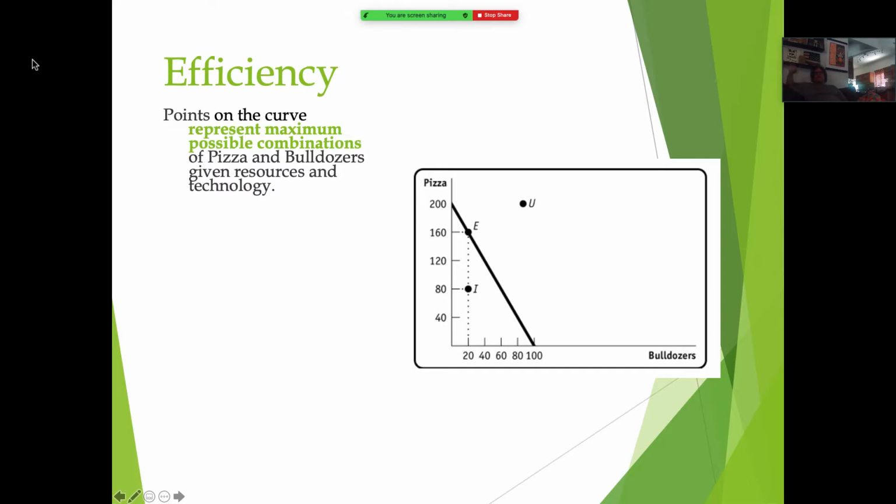There is not a single point on the curve that is better than another point, unless we talk about allocation, which I'll mention in a minute. So you could put that E all the way up here to the 200, or way down here to 100, or any point in between. All of those represent efficiency. Any point inside the curve tells you that they're being inefficient or they're underutilizing their resources.